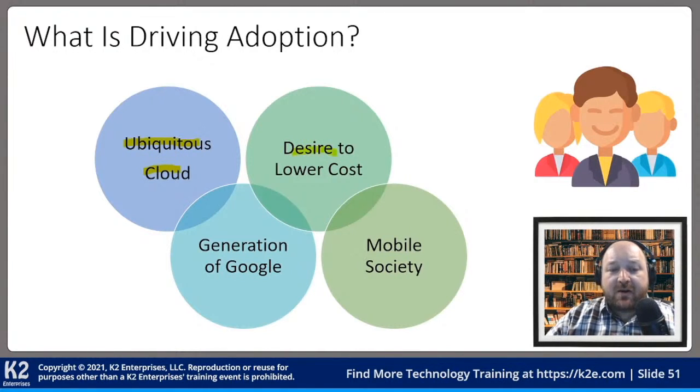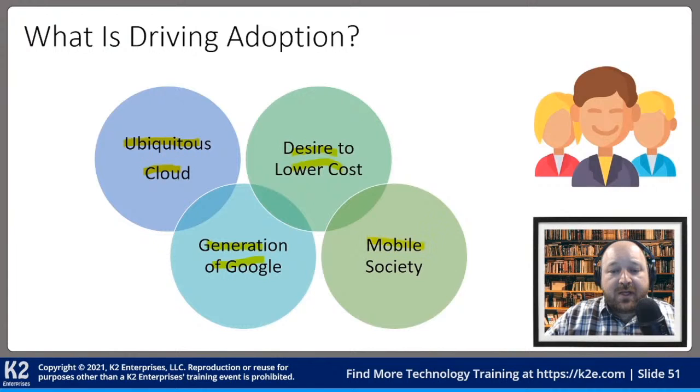Okay, we have the desire to lower cost. These solutions, when compared to their traditional counterparts, are more cost effective than what we saw in prior generations of the product. We have a whole generation of Google users and mobile users. We have users that are more familiar with using their smartphone, connecting with their friends on social media, and talking through services such as Zoom and Hangouts than they are with being in person or utilizing existing communication tools like email.